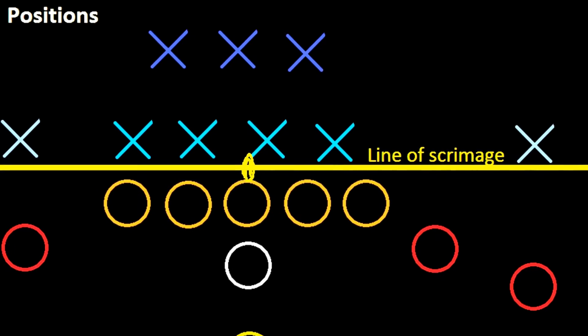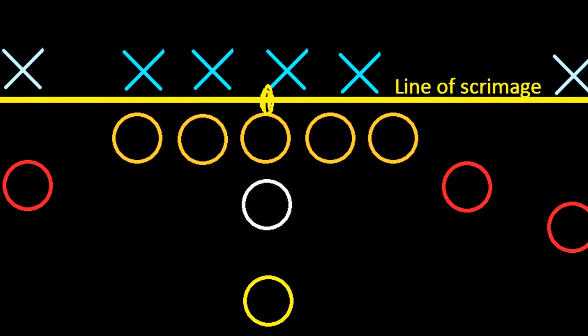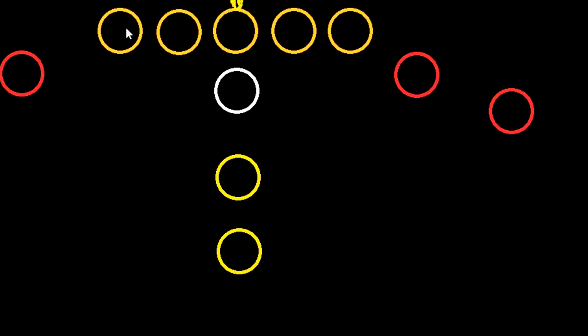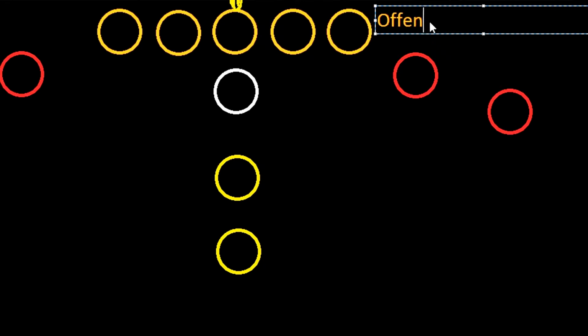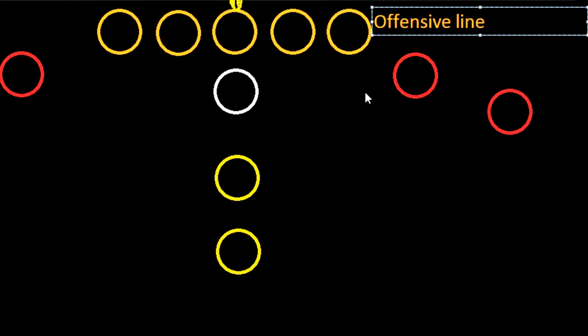So first, let's take a look at the guys on offense. So that's these O's down here. And the offense will start with the offensive line. So that's these orange guys here. This is the offensive line. As you can see, there are 5 guys in the offensive line.